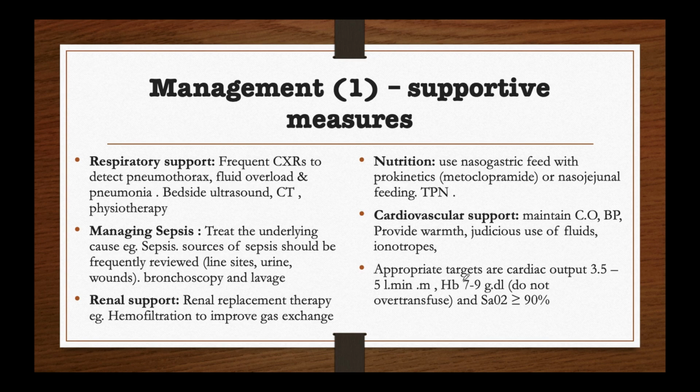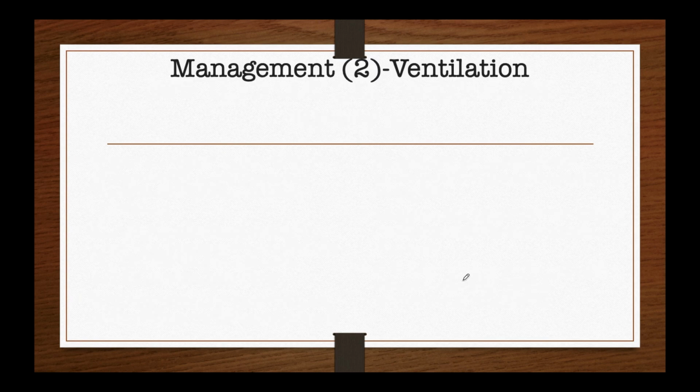So this is the target that we must set for ourselves when we are managing these patients. So these are some supportive measures that we can provide for these patients. Now, the second step in the management of patients with acute respiratory distress syndrome is ventilation. This is a very, very important part of the management.